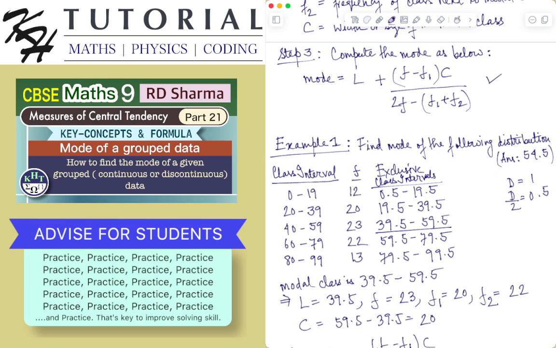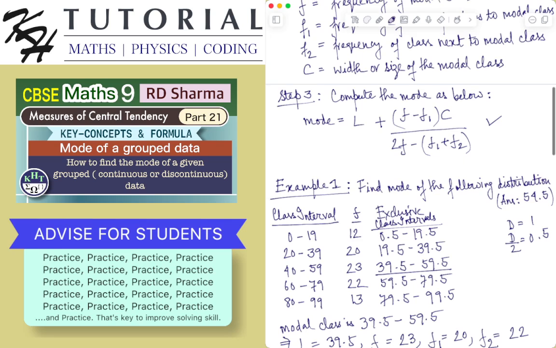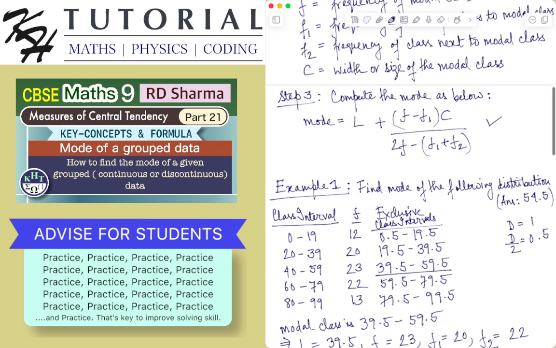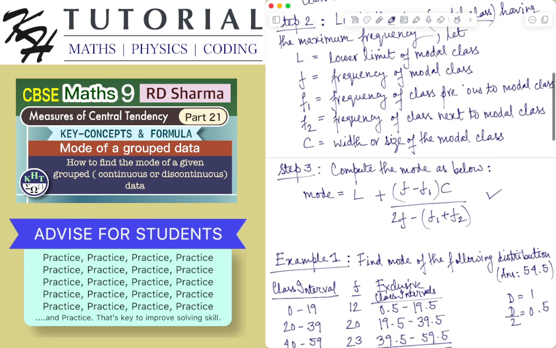And then we find the modal class, that is the continuous class having the maximum frequency. That maximum frequency is small f, and capital L is the lower limit of the modal class. F1 is the frequency of the class interval previous to the modal class, F2 is the frequency of the class interval next to the modal class, and then using this formula we calculate the mode.